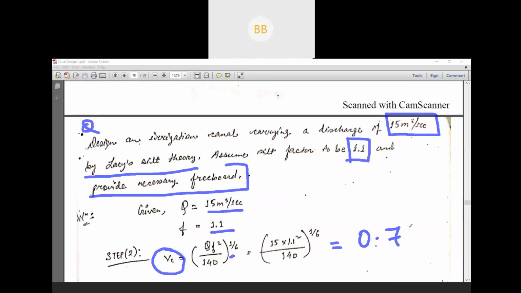Are you getting the same value or not? 0.71 meter per second. So in step number 2, we calculate the velocity by using this equation, Qf squared divided by 140, to the power 1 by 6.